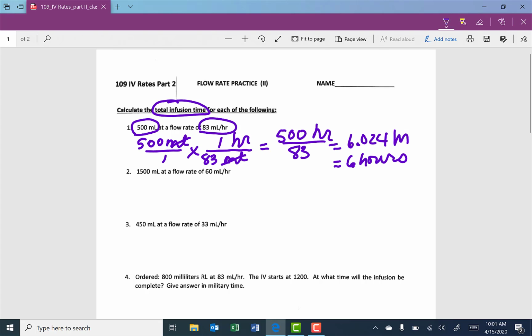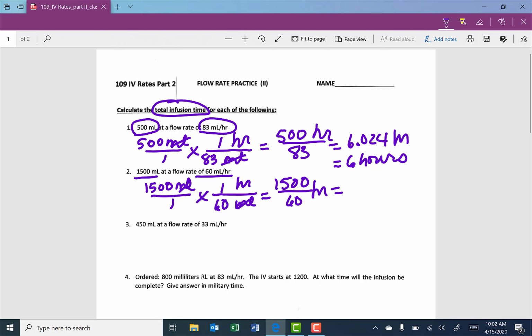Look at number 2. We have 1,500 milliliters at a flow rate of 60 milliliters per hour. So we have 1,500 milliliters over 1 times, milliliters has to go down here, and your hours here. So we have 60 milliliters per 1 hour. Milliliters cancel out, and you're left with 1,500 over 60 hours, which comes out exactly to 25 hours. Yay! So it'll take 25 hours for 1,500 milliliters to be infused at a rate of 60 milliliters per hour.